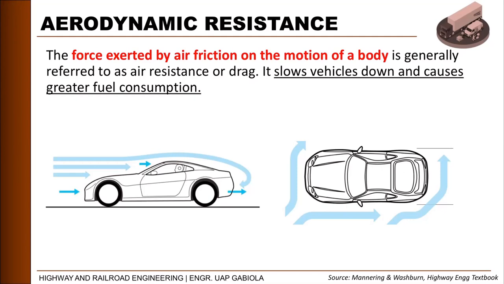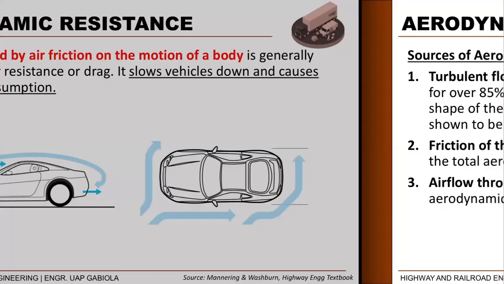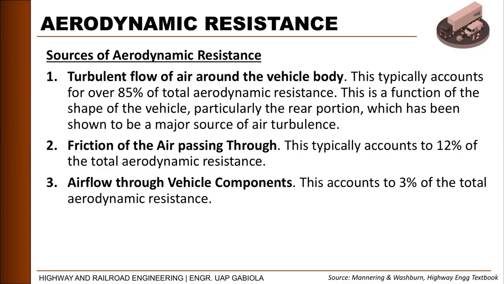Okay? So, ano daw ba yung mga sources ng aerodynamic resistance? So, we have three sources. Number one, we have turbulent flow of air around the vehicle body. So, usually ito daw yung nag-account sa 85% ng total aerodynamic resistance. Okay? So, this is a function of the shape of the vehicle. Particularly nung rear portion daw, which has been shown to be the major source of air turbulence natin.